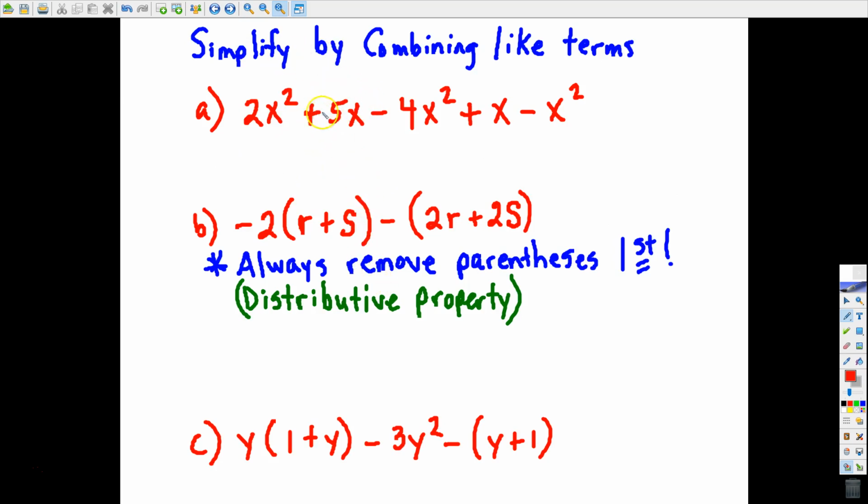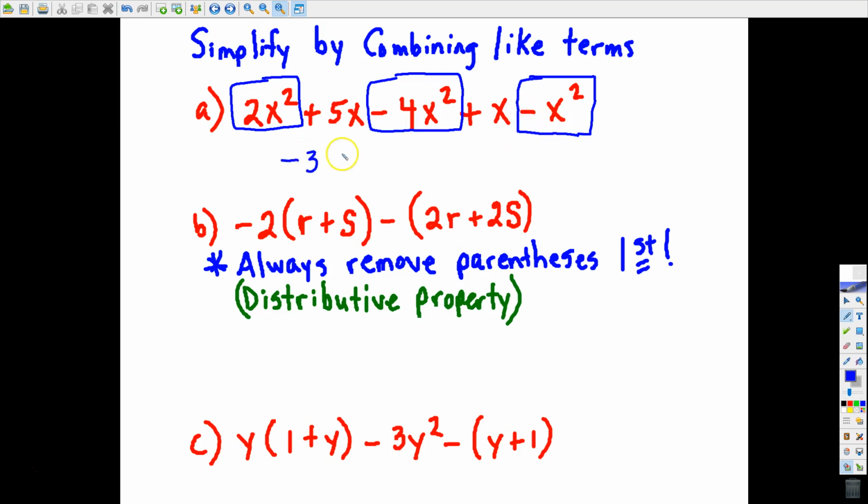So first of all, we need to identify any like terms. I'll put a blue square around a set of like terms, 2x squared. Don't forget the negative, negative 4x squared. Here, this would be like negative 1 times x squared. So we operate with the coefficients. 2 minus 4 is negative 2. And then negative 2 minus 1 is negative 3x squared.